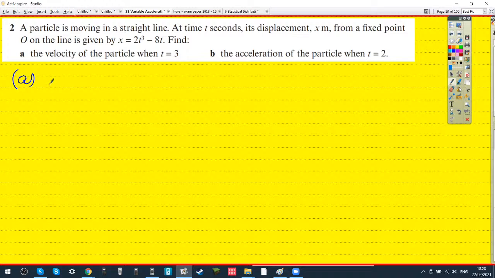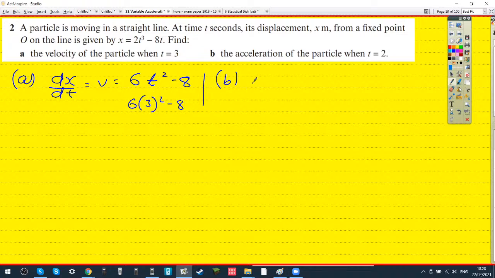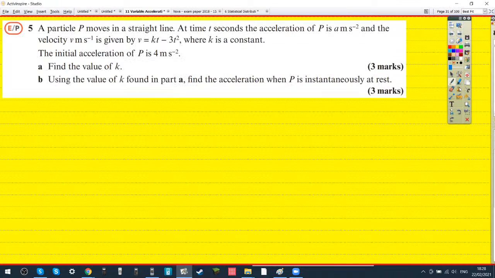So I think here I'm just differentiating this again. And so that will be 6t squared minus 8. And then I just sub in 3 into the t value. And B. And I think I'm just differentiating that again and then subbing in 2 for t. Yep. I think you're good. All right. Let's try this one.